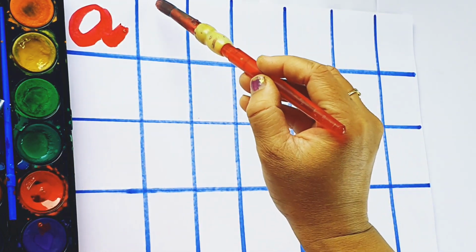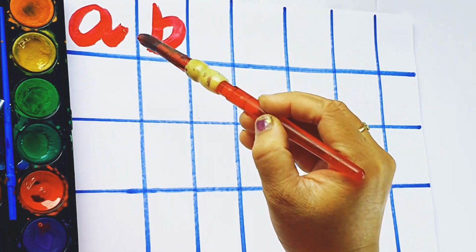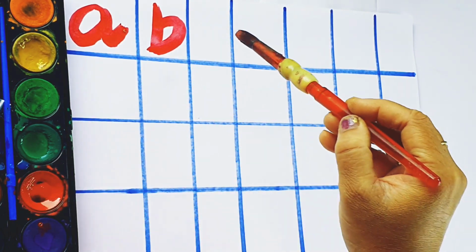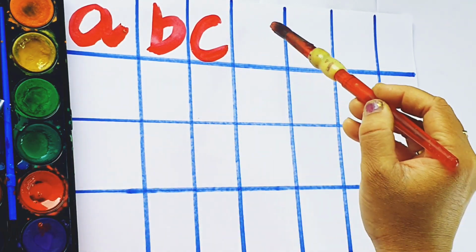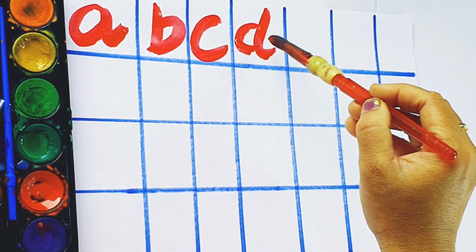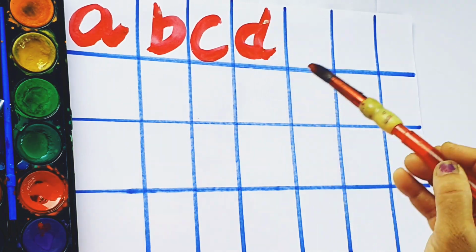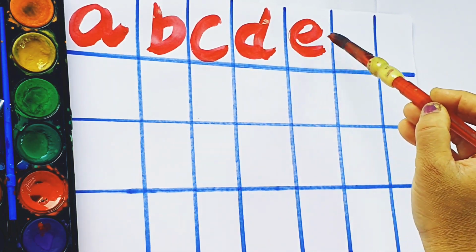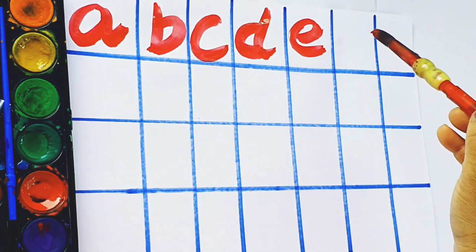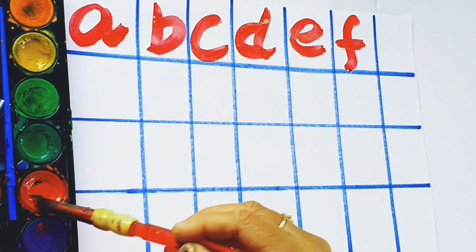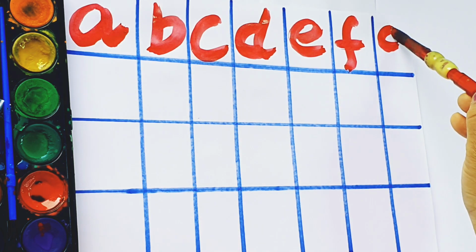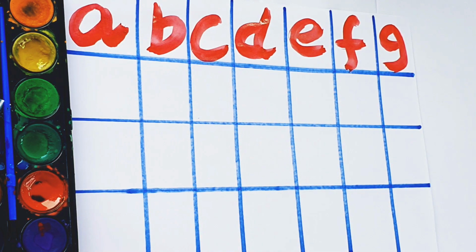A for aeroplane. B for butterfly. C for carrot. D for dog. E for egg. F for fish. G for girl.